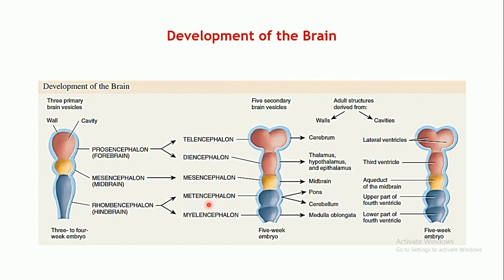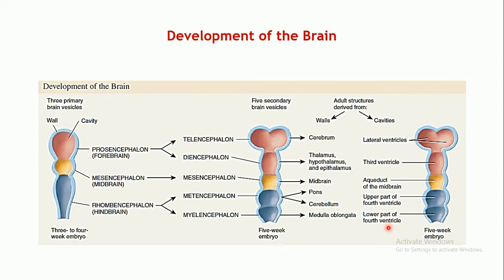Okay. Then the next vesicle is the metencephalon. The wall of this metencephalon develops into the pons and cerebellum, whereas the cavity develops into the upper part of the fourth ventricle. Then the last vesicle, that is the myelencephalon. The wall of it develops into the medulla oblongata, whereas the cavity within it develops into the lower part of the fourth ventricle.